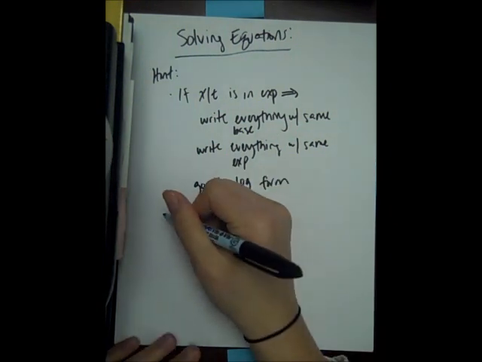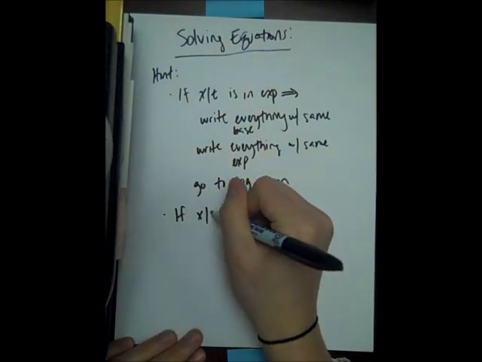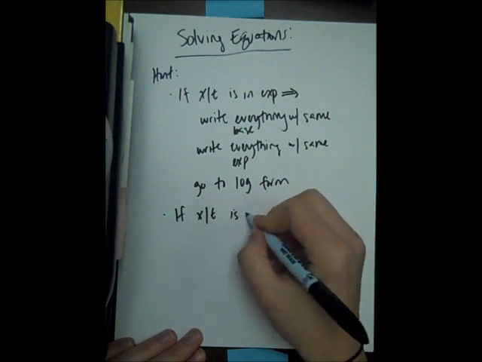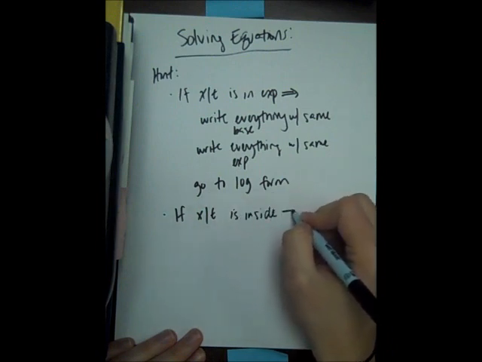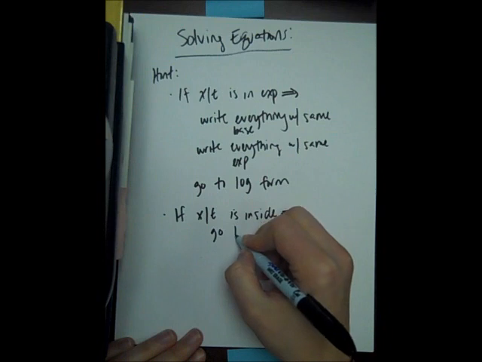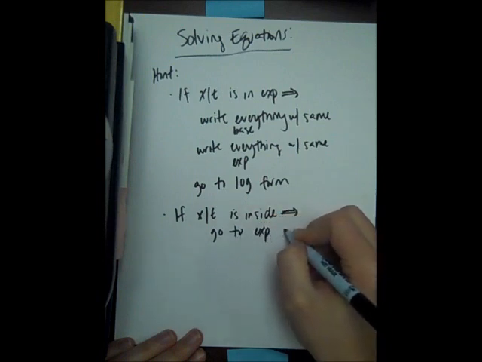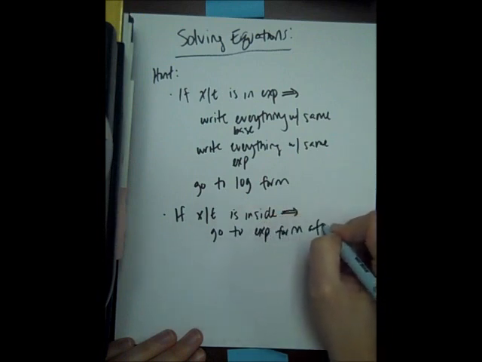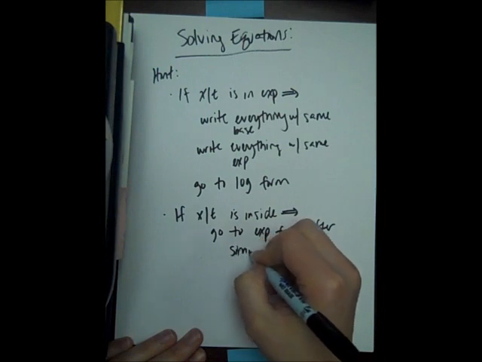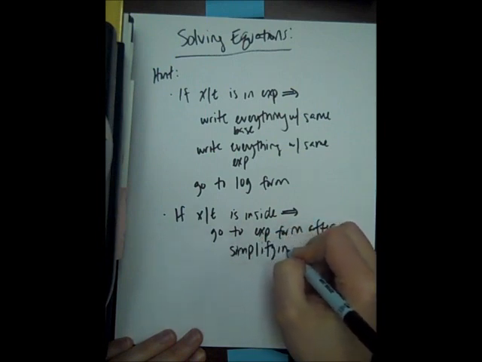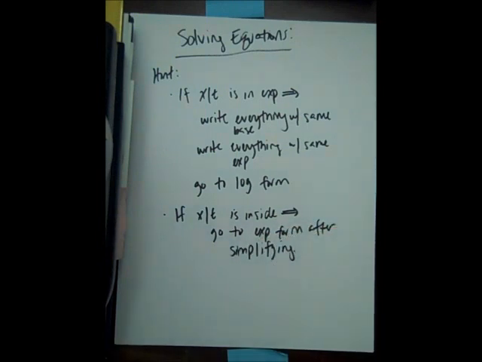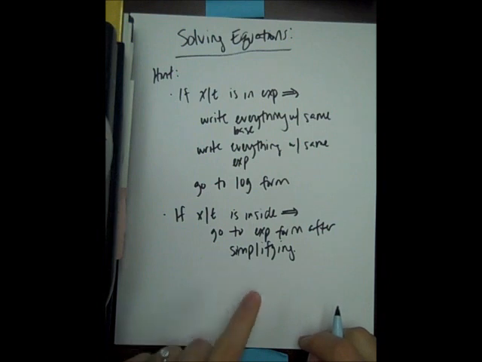And we'll see this. Or if x or t or whatever your variable is inside the log, then go to exponential form after simplifying. When I say after simplifying, this is when all of those properties of logarithms are going to come in. You want to be really comfortable with all of those so that you can simplify.